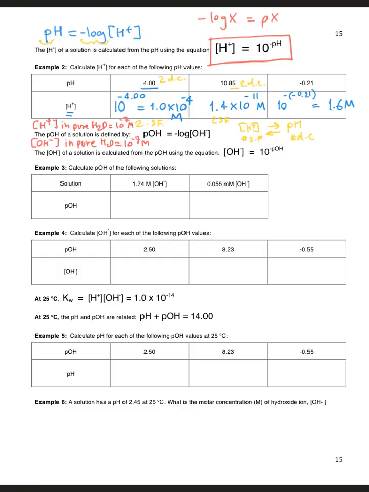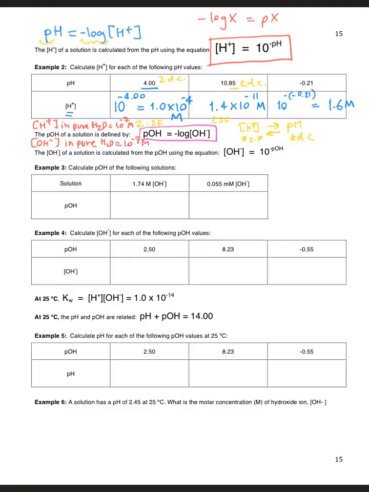We can also apply the same p scale with the concentration of hydroxide ions. As I mentioned earlier, whenever you take the negative log of something, it becomes p of that thing. For example, if you take the negative log of proton, it becomes pH. If you take the negative log of x, it becomes px. So if you take the negative log of OH, it becomes pOH. You will get to use this equation quite often in this chapter.